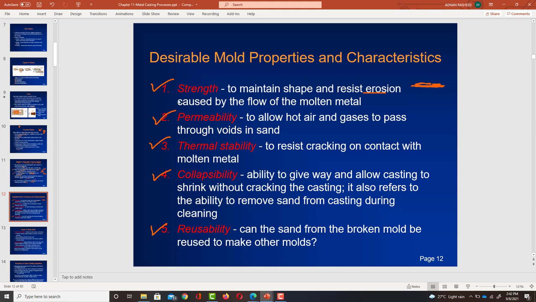Second desirable property for mold is permeability, that the mold must allow the hot gases to escape from it. So if your mold has less permeability, definitely hot gases will not easily pass through the mold cavity, and there will be bubbles or defects created in the casting. So there should be sufficient permeability of the mold cavity.